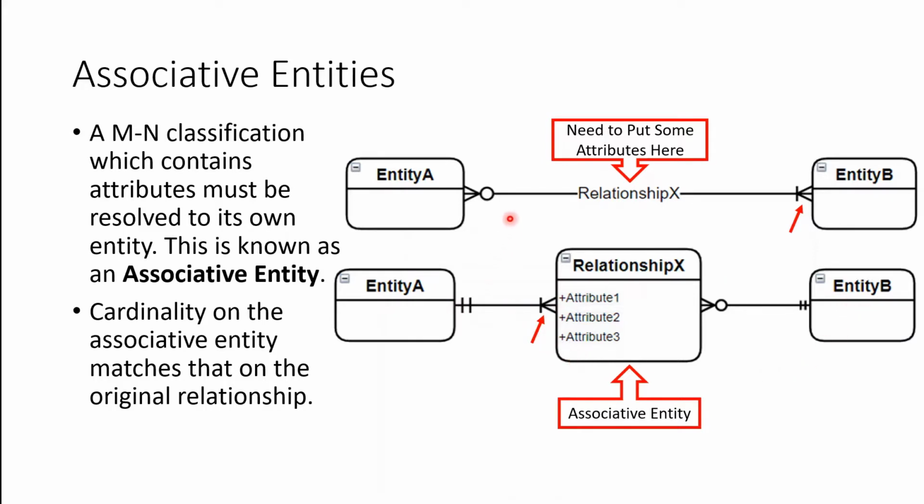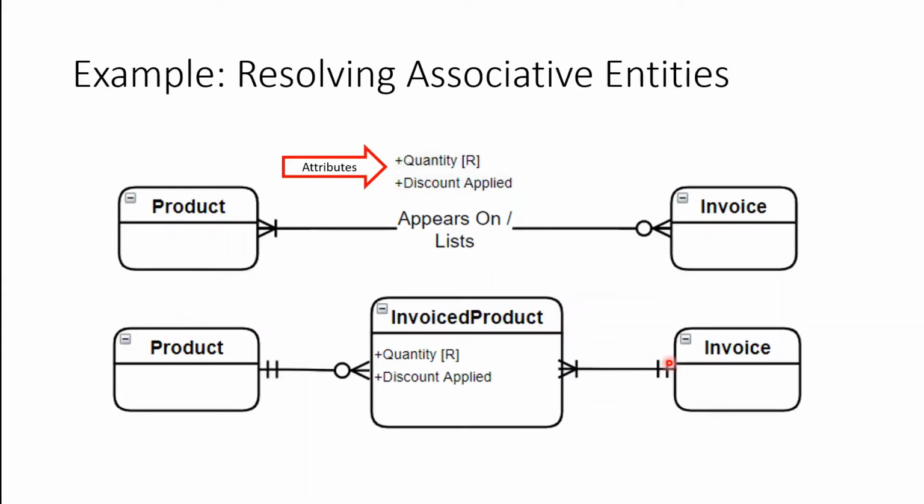So that's how you resolve the many-to-many properly to the right one-to-many and include the associative entity. So here's an example of an associative entity and resolution. So you might have product appears on 0 or more invoices, and an invoice lists 1 or more products.